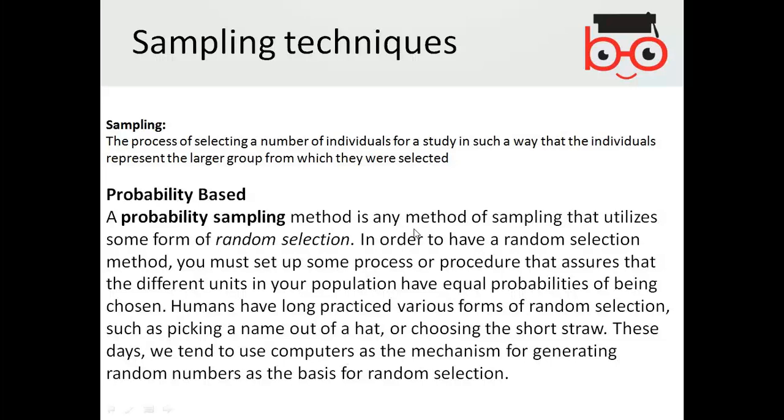Probability sampling is any method of sampling that utilizes some form of random selection. For example, if there are 10,000 people, the researcher will select some random number of people. In order to have a random selection method, you must set up some process or procedure that assures that the different units in your population have equal probabilities of being chosen.